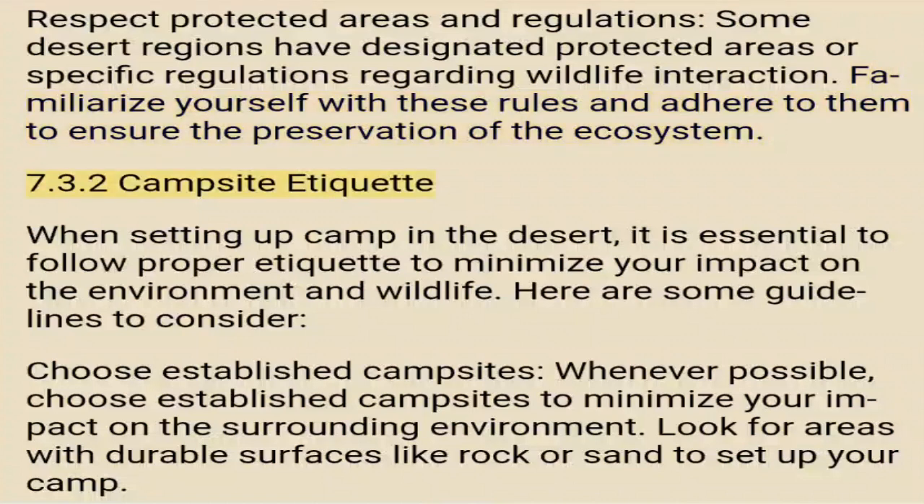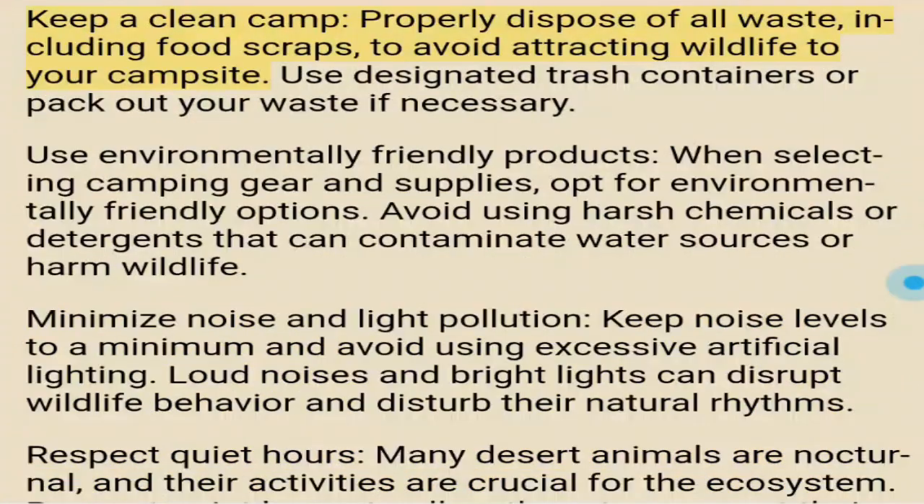7.3.2 Campsite etiquette. When setting up camp in the desert, it is essential to follow proper etiquette to minimize your impact on the environment and wildlife. Here are some guidelines to consider. Choose established campsites. Whenever possible, choose established campsites to minimize your impact on the surrounding environment. Look for areas with durable surfaces like rock or sand to set up your camp. Keep a clean camp. Properly dispose of all waste, including food scraps, to avoid attracting wildlife to your campsite. Use designated trash containers or pack out your waste if necessary.